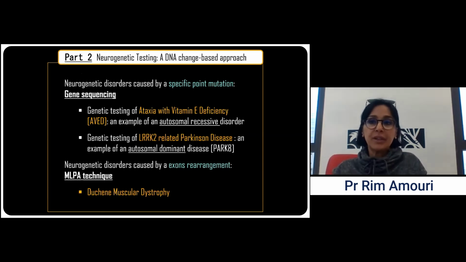In the second presentation, I will speak about applying these basics to different types of disorders. Disorders caused by a specific point mutation, like ataxia with vitamin E deficiency and LRRK2 related Parkinson's disease, will be detected by gene sequencing. And I will discuss also disorders caused by exon rearrangement, such as muscular dystrophy, which will be detected by another technique, the MLPA technique.